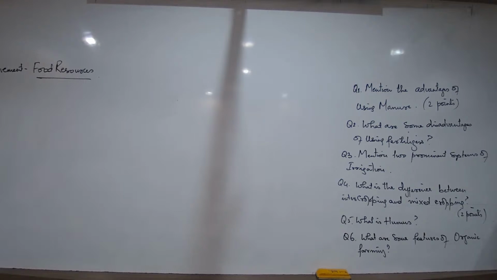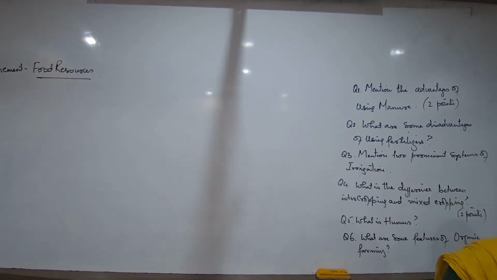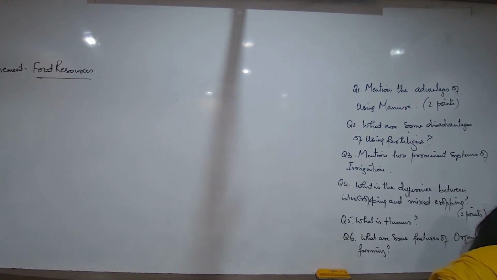Manure. You may also get a question: write some features of manure. So what other points can you write if features are asked? Now you write about the characteristics of manure. Just try to understand what I'm telling you. In your question paper, either you get advantages to be written or characteristics to be written. Now if I ask you to write characteristics, not advantages. I'm asking you to write a few characteristics of manure, 3 marks.